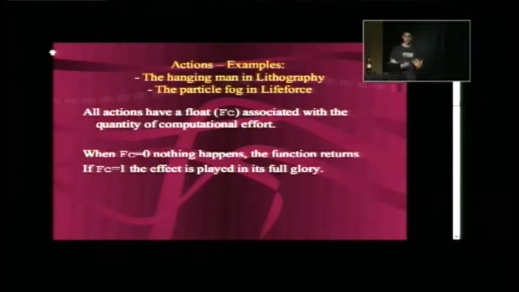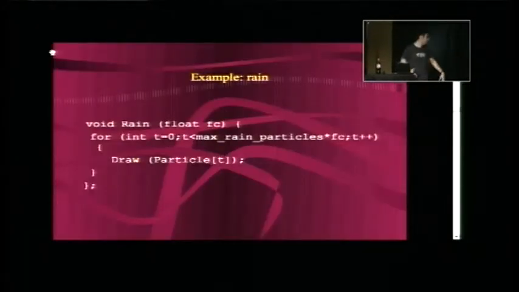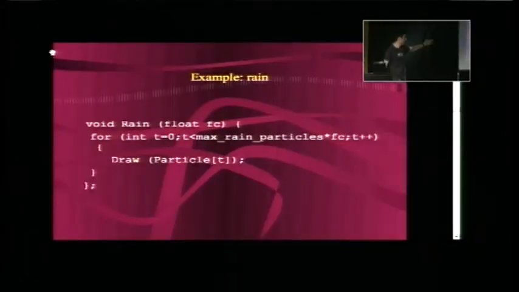So when this float value is 0, then nothing happens and you don't see anything. When it's at 1, then the effect is played in its full glory, and you may have lots of them at the same time. You may ask, why would you like to do that? What's the point? Here is an example, first of all, where you have something very simple.